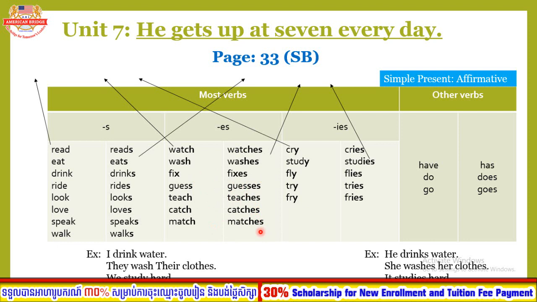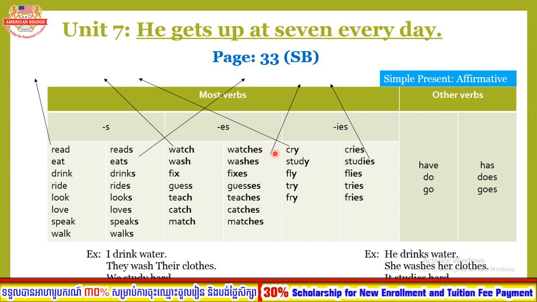Got it? Okay, so this one, watch, ends with ch, right? So for words that end with ch, we need to add es: watches. Wash ends with sh, so we need to add es as well. Fudge ends with h, so we need to add es. So you need to remember that all the verbs that end with ch, sh, s, and also z, we need to add es to that verb when you use it with he, she, it. Got it?